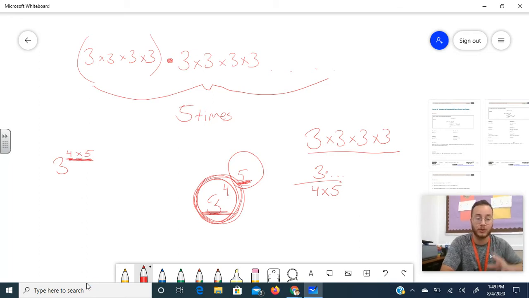So instead of 3 to the 4th power raised again, you can simply say I have 3 to the 4 times 5, which is what? The 20th power. And if you don't believe me, that method always works.